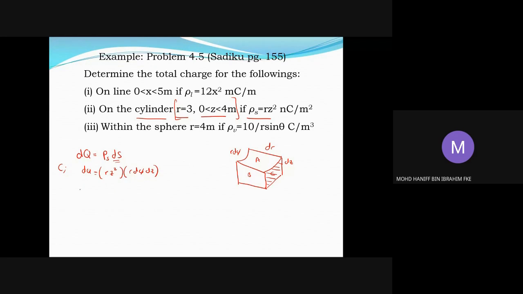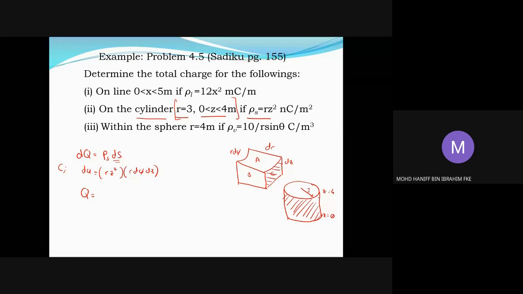And from here, we can then calculate the total charge q. That means we are calculating the total charge on the curved surface of your cylinder. So if we sketch a cylinder, this is the cylinder that we are dealing with, in which the radius is 3 and the height is from z equals 0 to z equals 4. So we want to find out the amount of charge located on the surface of your cylinder, because surface C is similar to this curved surface of the cylinder.